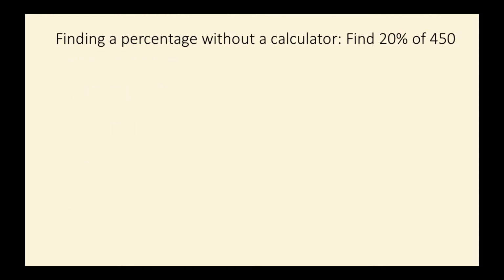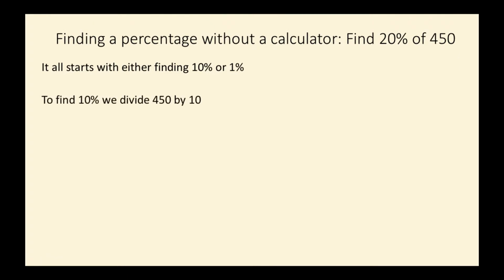So let's have a look at doing all of those without a calculator, because most of the time you'll get percentage questions in the non-calculator papers. So it all starts with either finding 10% or 1% of the number. So in this case, we're going to try and find 10% or 1% of 450. Sometimes you might have to do both. It's really simple. So to find 10%, we just divide 450 by 10. Okay, or you can remember it this way, just take off a 0.